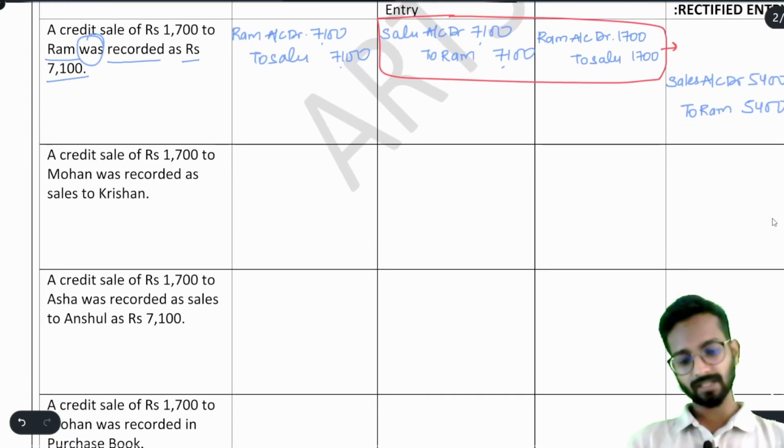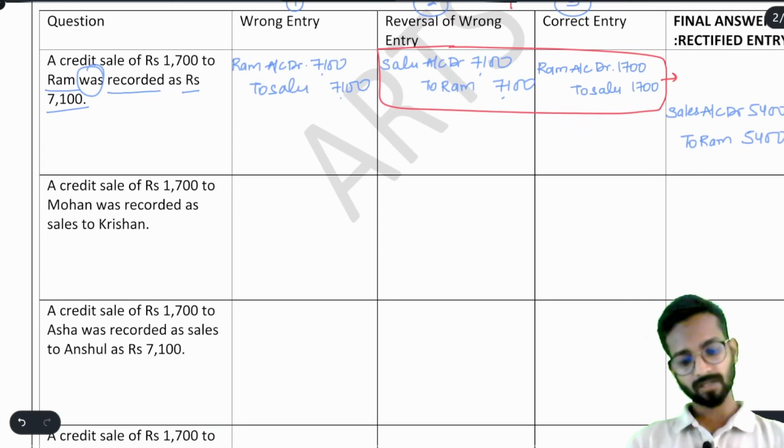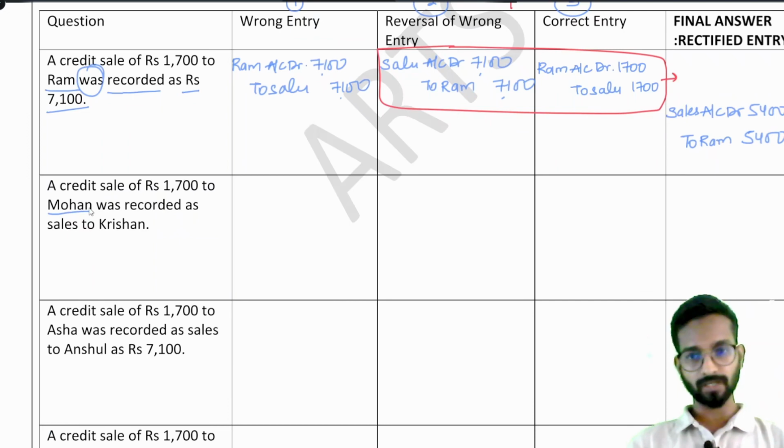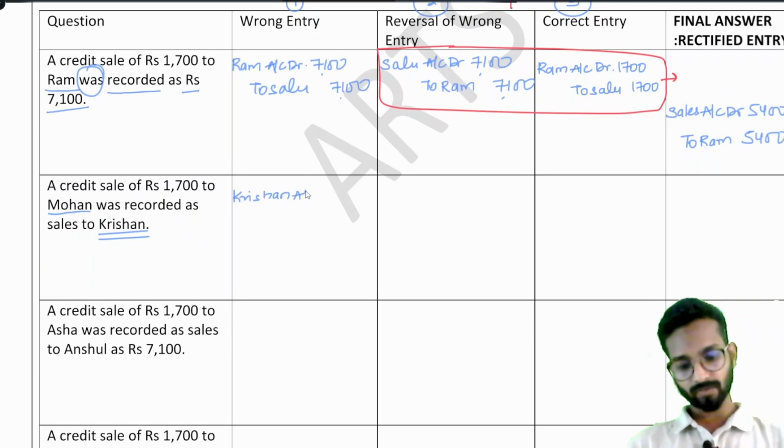See, we'll do a few more capsules. A credit sale of rupees 1700 to Mohan was recorded as sales to Krishan. See, what is the wrong we have done here? Sir, we had to sell goods to Mohan. We have actually sold goods to Mohan, but the name I have written is Krishan. So the wrong entry is, I have written Krishan account debit to sales of how much? 1700 and 1700.